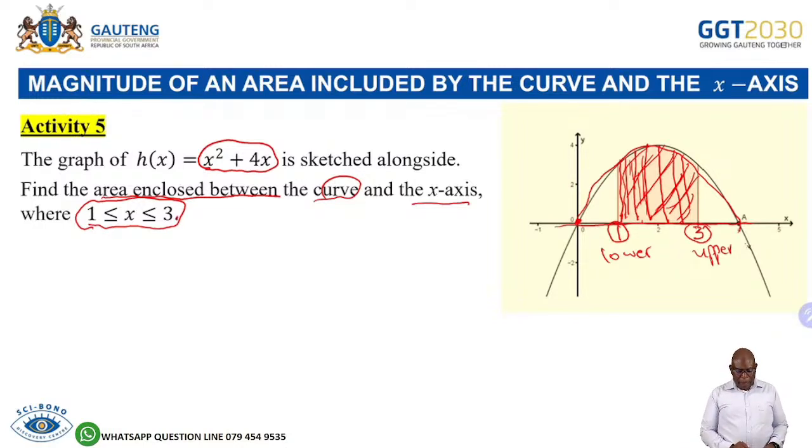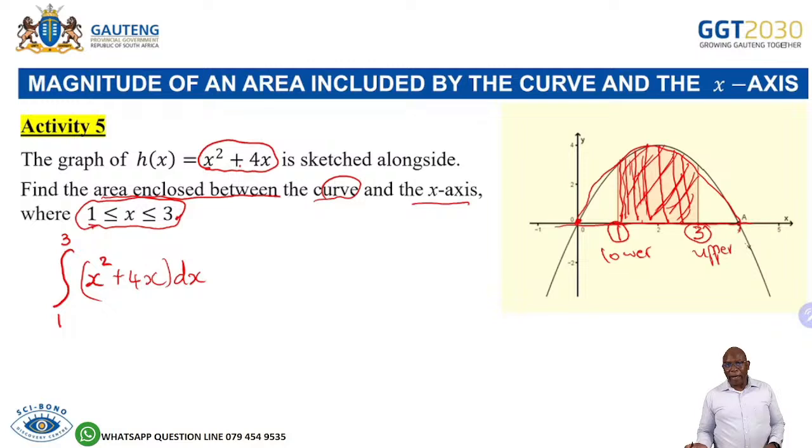So now I've got the upper and the lower limits, I've got the integrand. So what am I going to do? I'm now going to write down my integrand: x squared plus 4x dx. The upper value is 3, the lower value is 1. The upper is on my right, the lower is on my left. I need the area between these two values, the area enclosed here.